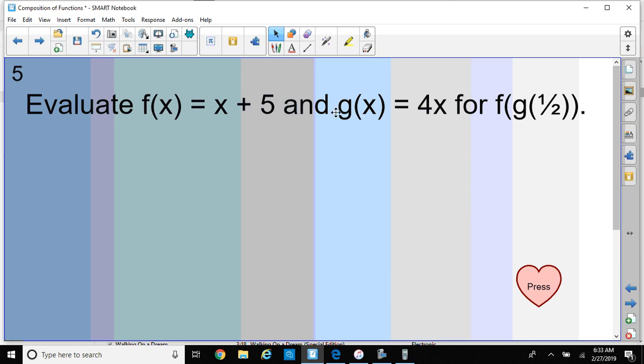This time we have two functions. F of x is equal to x plus 5. G of x is equal to 4x. And this time we're trying to find the value for f of g of 1/2. So we have a fraction this time. Good question. So try and see how you're doing on it.